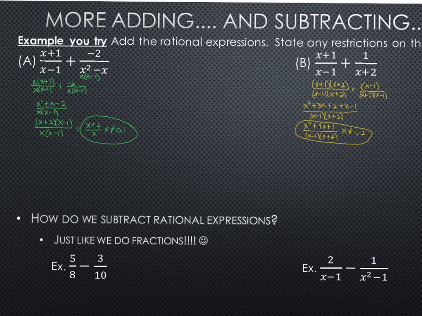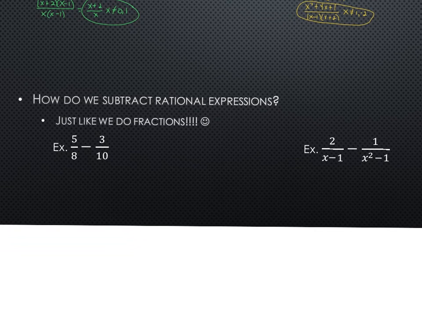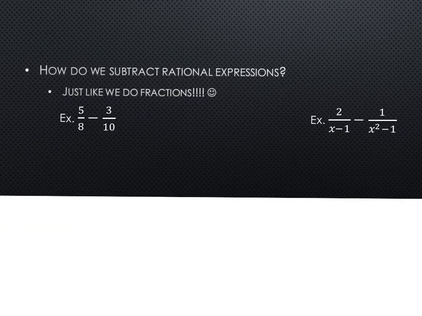Okay, so hopefully for letter A, you did come up with the final answer of x plus 2 over x, where x is not 0 or 1. And for letter B, x squared plus 4x plus 1 over x minus 1, x plus 2, where x cannot be 1 and negative 2. So now we're ready to talk about subtraction. Well, how do we subtract rational expressions? Exactly the same way as with fractions.